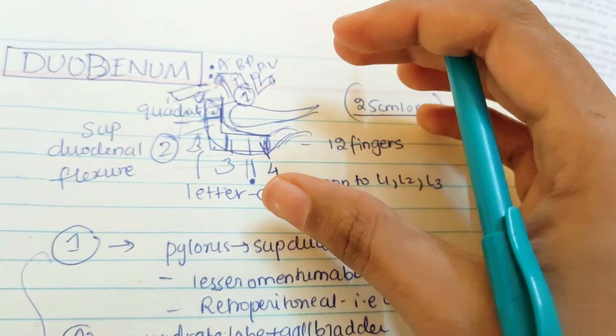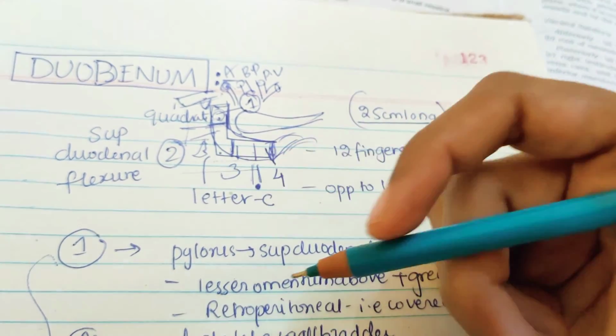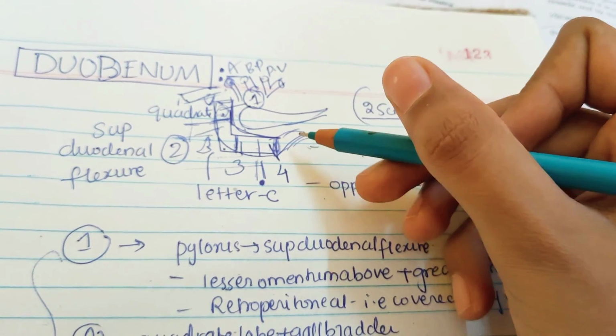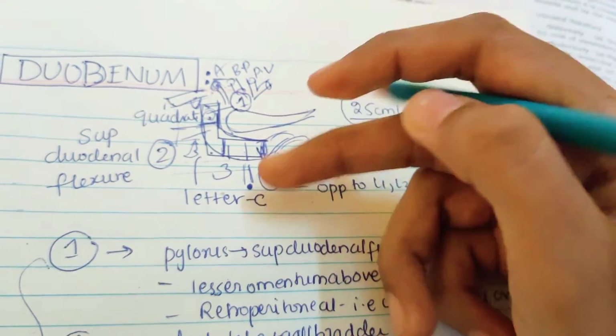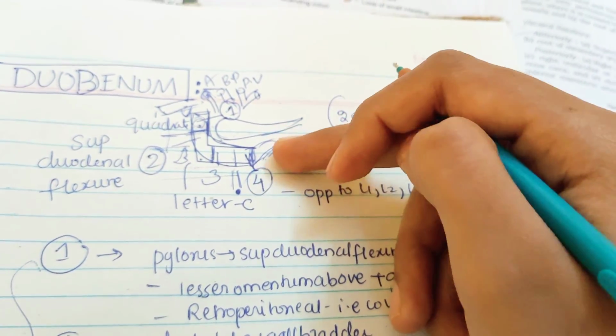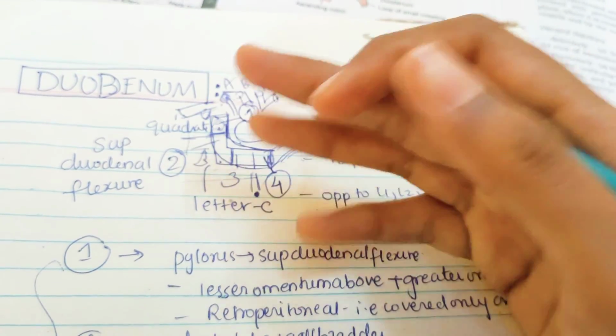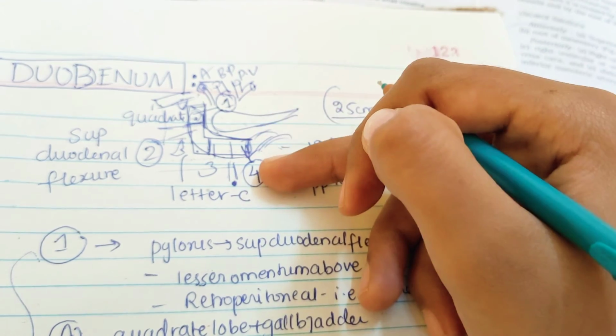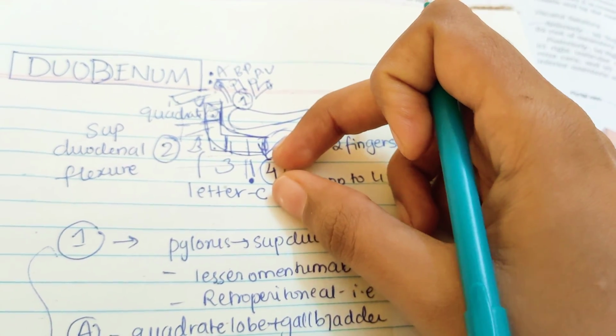Peritoneum: of course it is retroperitoneal, covered only anteriorly. Its terminal part is suspended in the uppermost part of the mesentery and it is mobile. So only the terminal part of the fourth part of the duodenum is mobile. All these are retroperitoneal and covered only on the anterior surface. So coming to the visceral relations of this fourth part of the duodenum, let us see the diagram directly and understand.